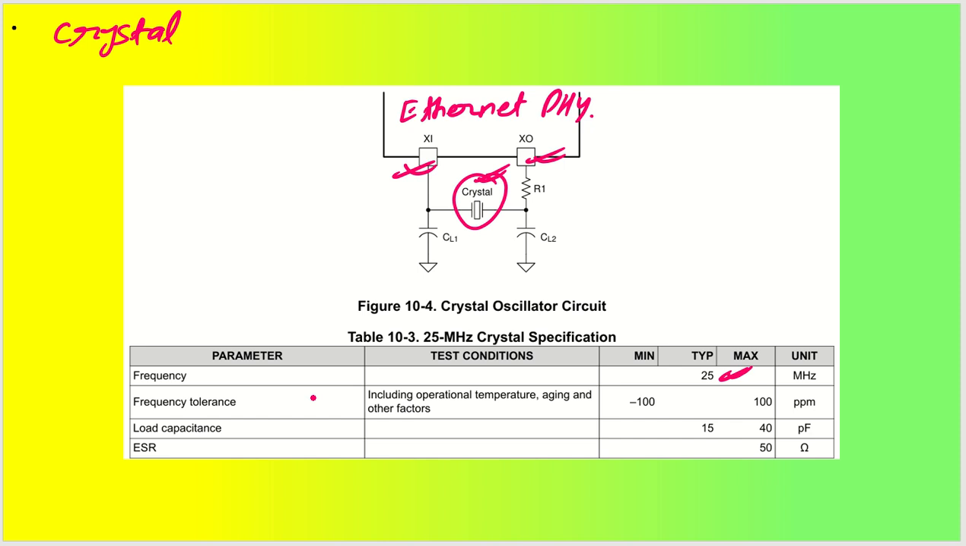Okay, so this should not be varying based on the temperature variation, so it should be very good. This is also called operational temperature; aging and other factors will be just plus minus 100 ppm maximum. We have load capacitance, typically 15 picofarad, and then you have equivalent series resistance of 50 ohms.